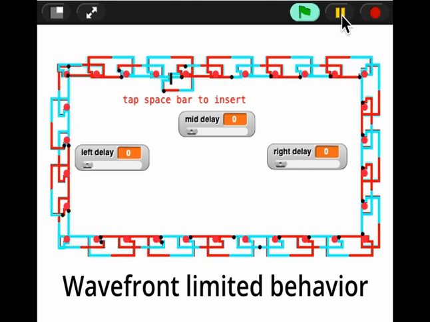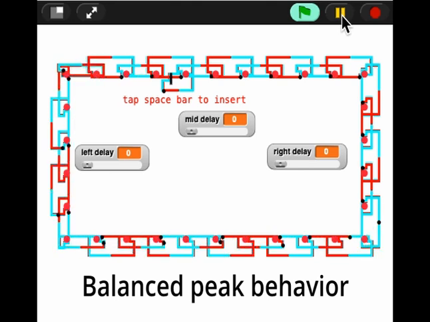When we got to 7 wavefront pairs in the ring, the number of wavefronts in the ring and the number of bubbles in the ring were comparable, and nobody was waiting on anybody. This is called balanced behavior. Everything was occurring just in time. Nobody was waiting on anybody.